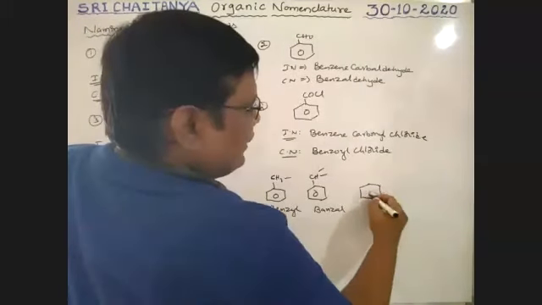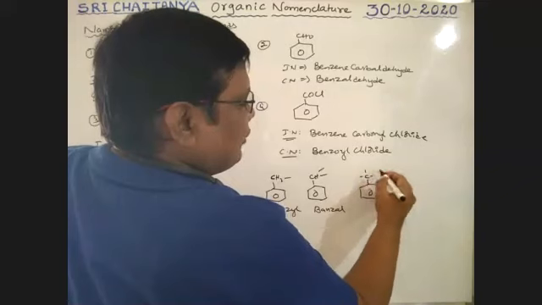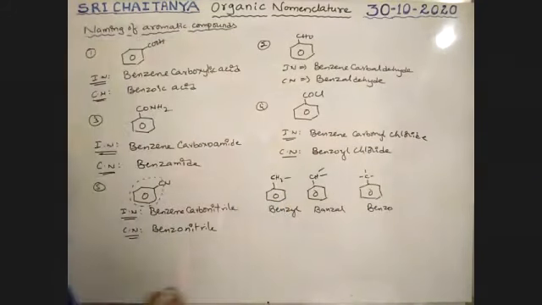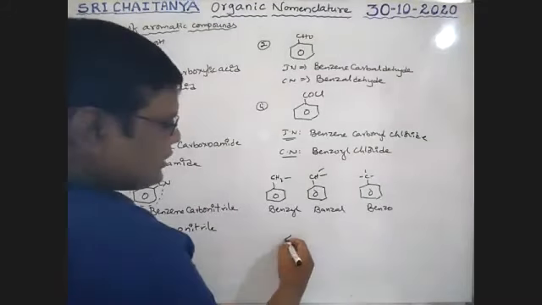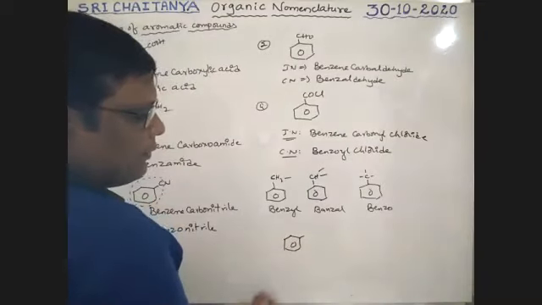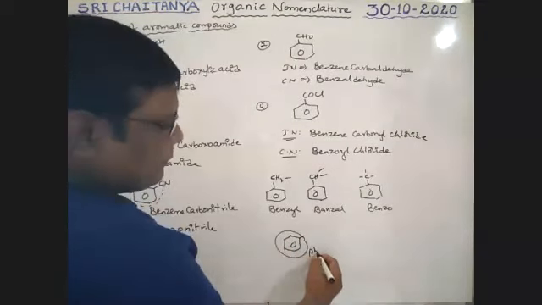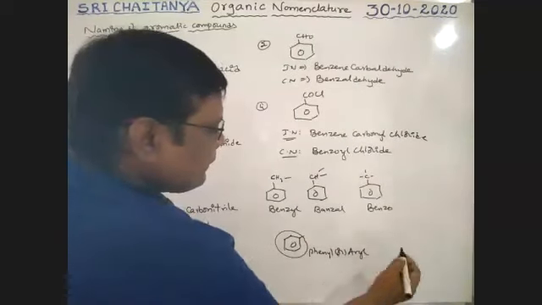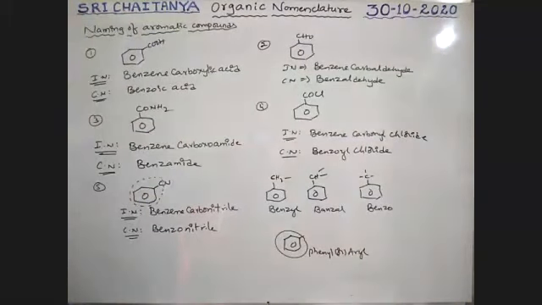Only with 1 carbon, 3 bonds. That is benzo. These are the names. If only benzene is there, this is called a phenyl or aryl. Only benzene is there, that is phenyl or aryl.